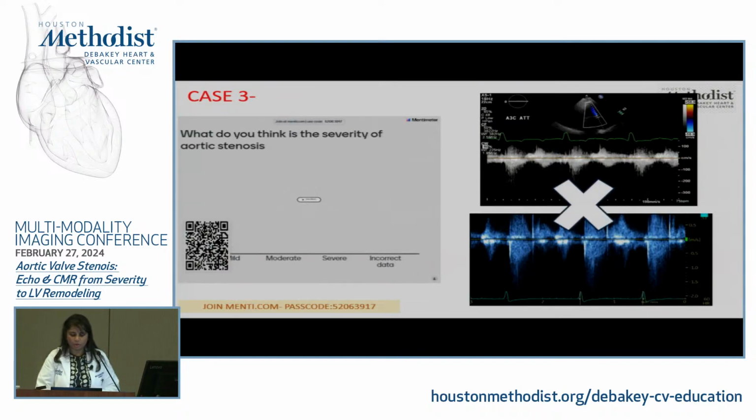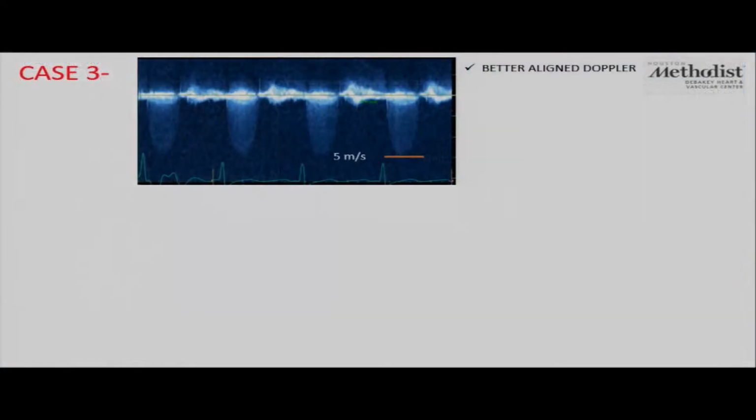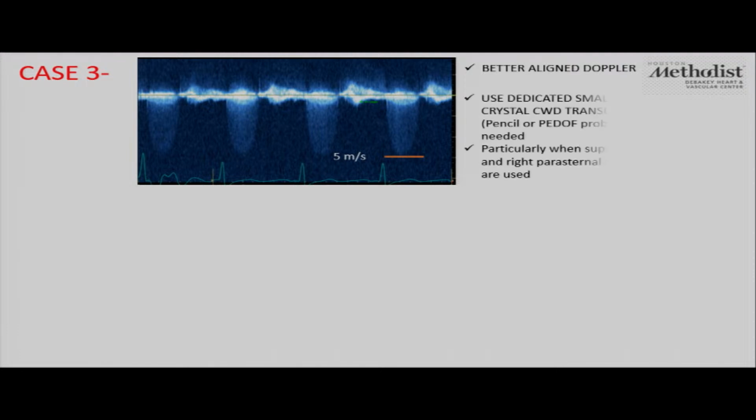Exactly, right? So very important to recognize this as well. So definitely, if you just put a better aligned Doppler, you see the peak velocity was actually 5, right? So the important learning point for this is, always when in doubt, go back and reassess your images. Make sure that the Doppler is aligned.